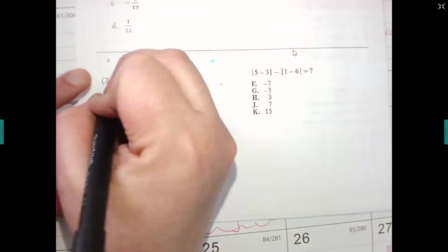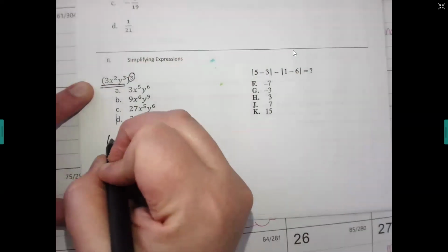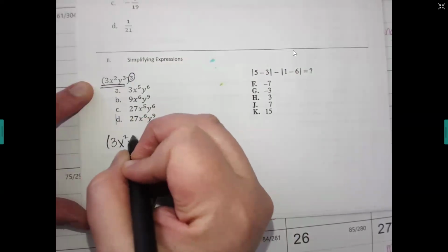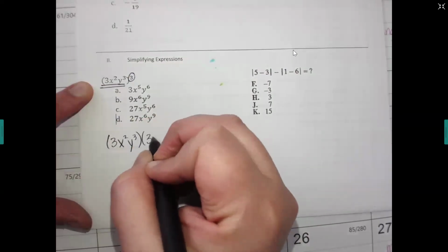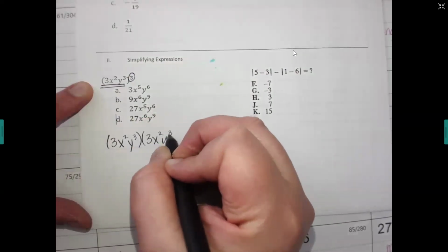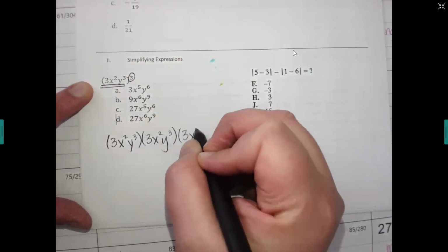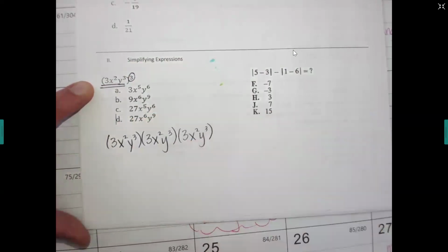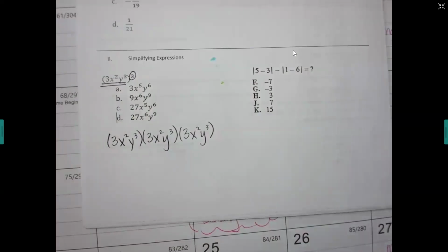Okay, let's come down to simplifying. Okay, let's do this one right here. If I have a cubed on the outside, that means I need to do this times itself 3 times. So I'm going to have a 3x squared y cubed, 3x squared y cubed, 3x squared y cubed. So think about that parentheses as a stamp. You're stamping it 3 times. 1, 2, 3.